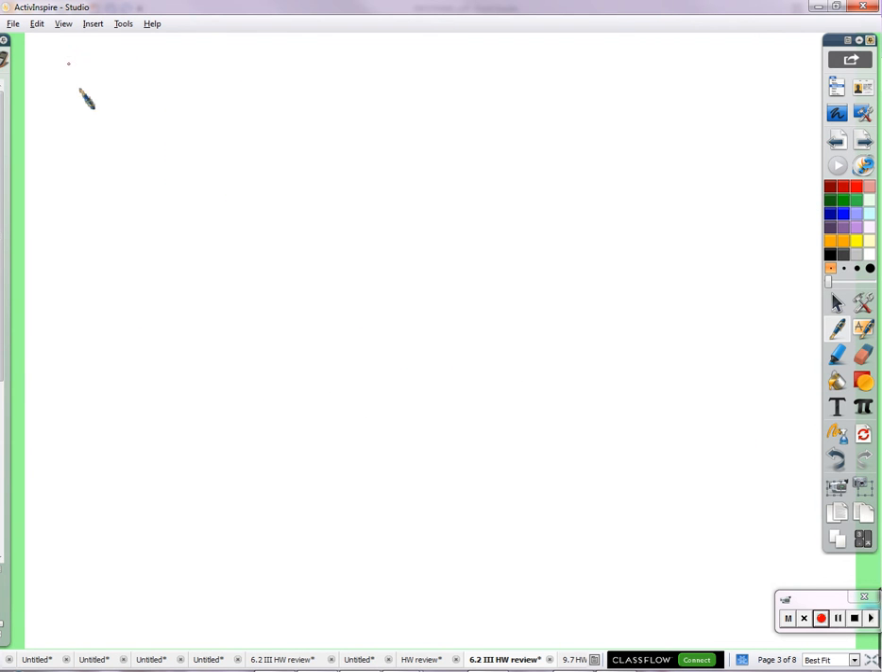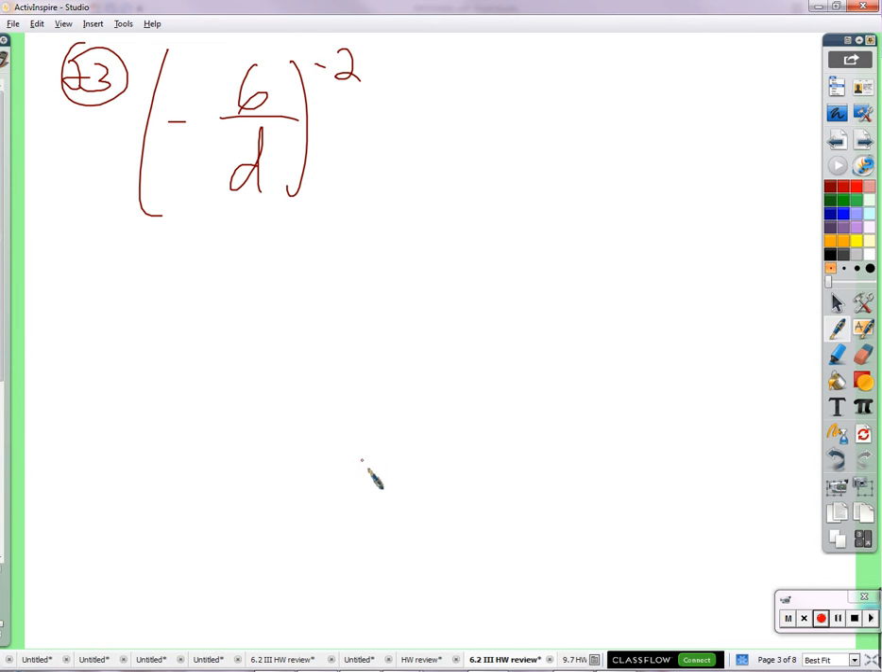Negative 6 over negative 2. Okay, so we have a negative exponent. We learned about negative exponents a couple of classes ago. Just as a reminder, x to the negative 3, what's that the same as? 1 over x to the third. Oh, yeah.